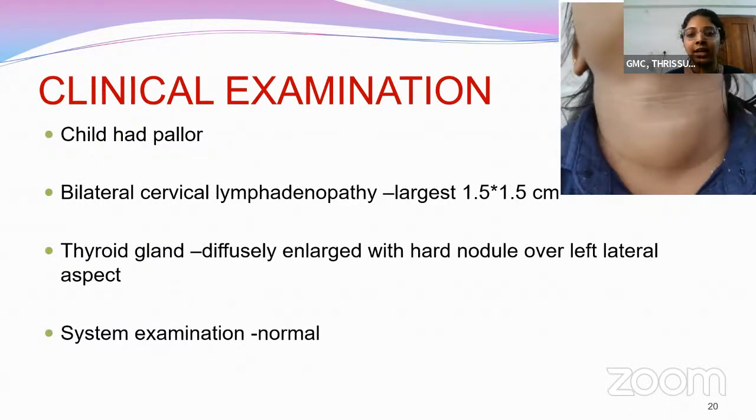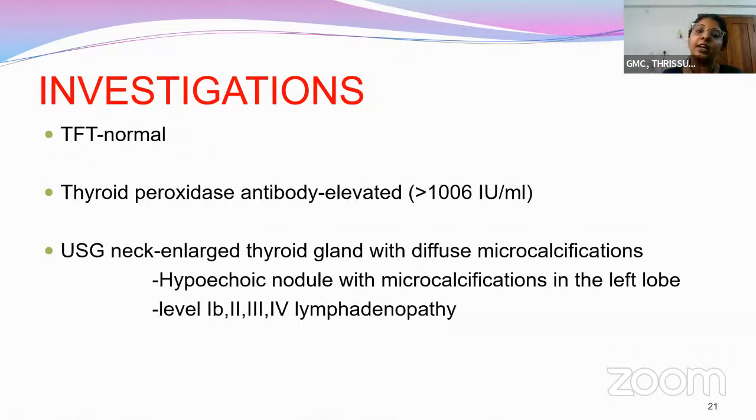There was bilateral cervical lymphadenopathy measuring 1.5 into 1.5 centimeters, and the thyroid gland was diffusely enlarged with a hard nodule over the left lateral aspect. Other systemic examination was within normal limits. Thyroid function test was normal. Thyroid peroxidase antibody was done for further evaluation and was found to be elevated. USG neck showed an enlarged thyroid gland with diffuse microcalcification, suggestive of malignancy, with a hypoechoic nodule and microcalcification in the left lobe, and involving level 1B, 2, 3, and 4 lymph nodes.